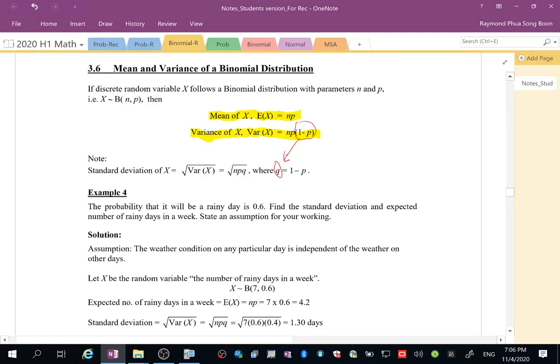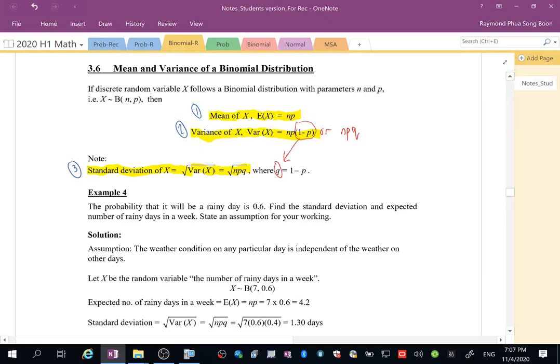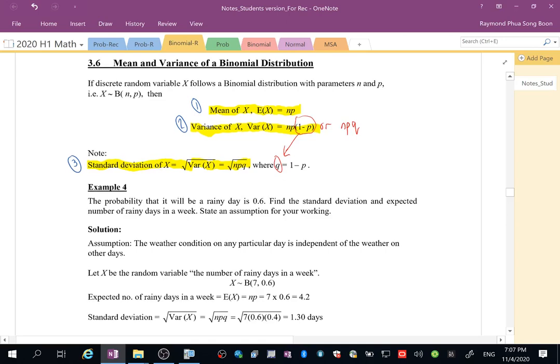So sometimes we can write it as np times (1 minus p), or sometimes we can write it as npq. Once we have the variance of X, then we can easily calculate the standard deviation of X, because standard deviation of X is just the square root of variance of X. So the formula is the square root of npq. Now that we know how to calculate these three things pertaining to a binomial distribution random variable, mean or expectation of X, variance of X, as well as standard deviation of X, let's look at some examples.